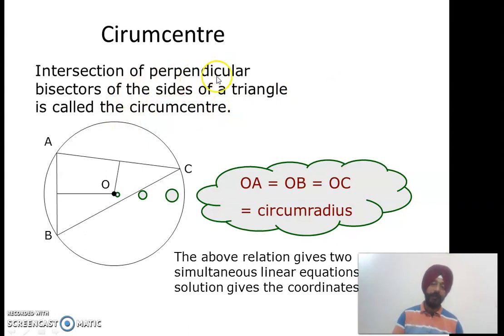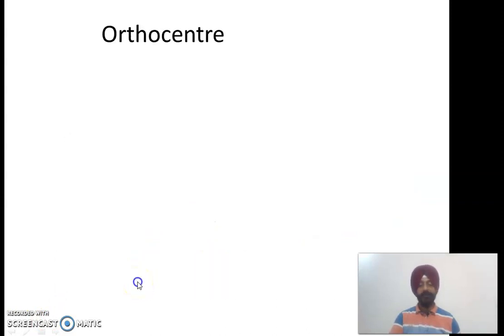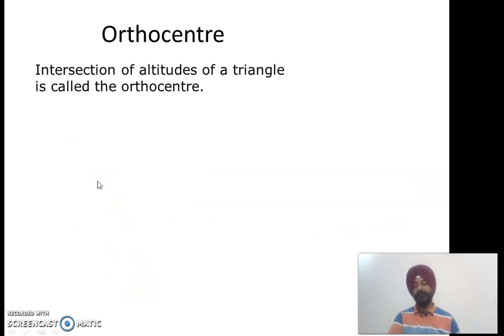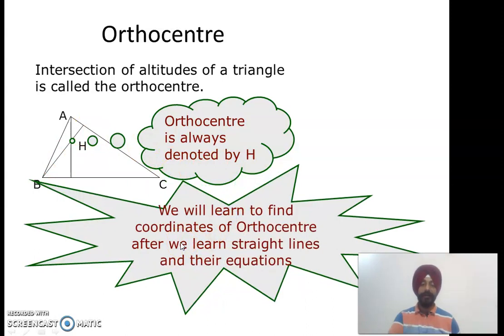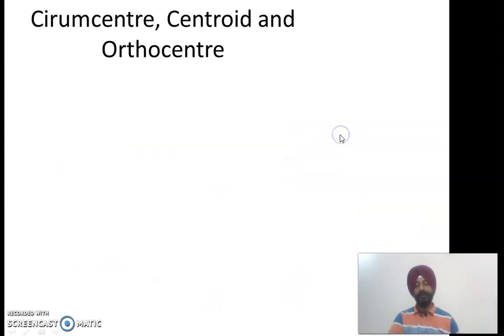Circumcentre: the intersection of the perpendicular bisectors of the sides of a triangle is called the circumcentre. So OA is equal to OB is equal to OC. The above relation gives two simultaneous linear equations, and their solution gives the coordinates of the circumcentre. What is the orthocenter? The intersection of the altitudes of a triangle is called the orthocenter, always denoted by H. We will learn to find the coordinates of the orthocenter after we learn straight lines and their equations.